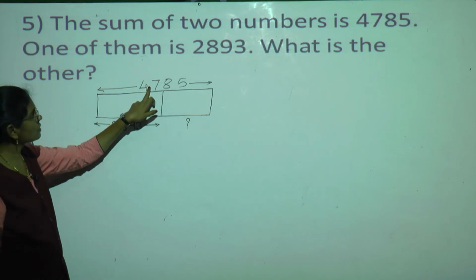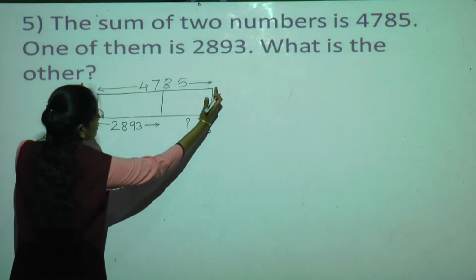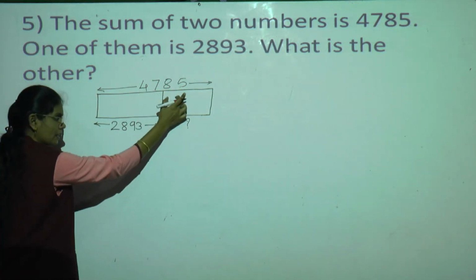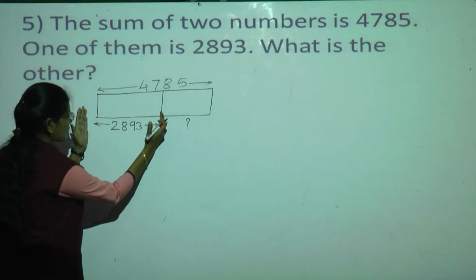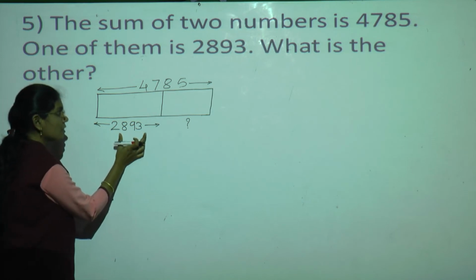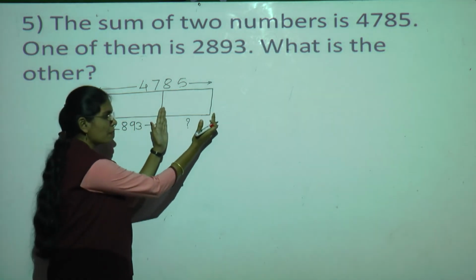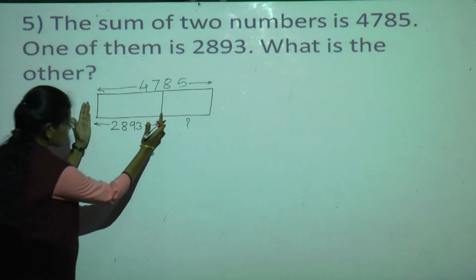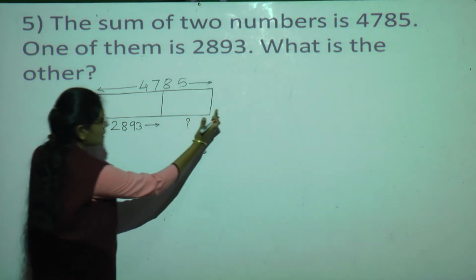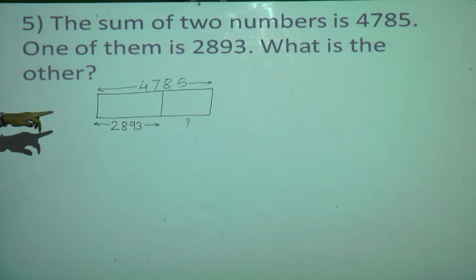Okay, this part. What is the addition or what is the sum of two numbers? The sum of two numbers is 4785. See, this full is the 4785. Okay, and one of them, one number is, means this part is 2893, and what we have to calculate? What is the other? This other part we have to calculate. For that, see, if we will subtract this part, this much part from this part, then we will get this part.